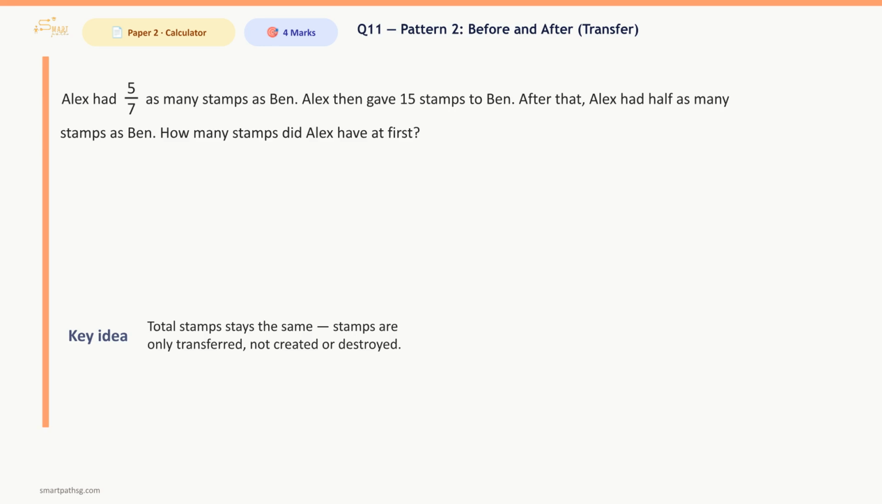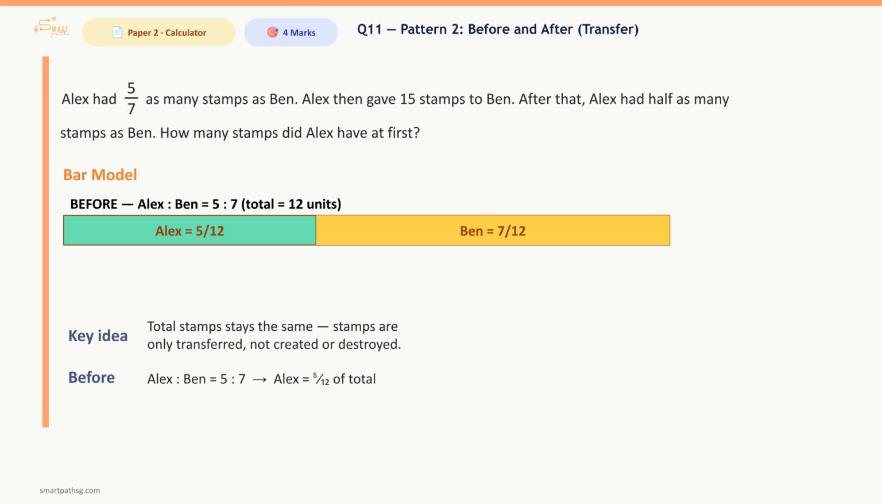of that same total. First, the before situation. Alex had 5/7 as many stamps as Ben. That's a ratio of 5 units to 7 units. The total number of units is 5 plus 7, which is 12 units. So Alex initially had 5/12 of the total stamps.